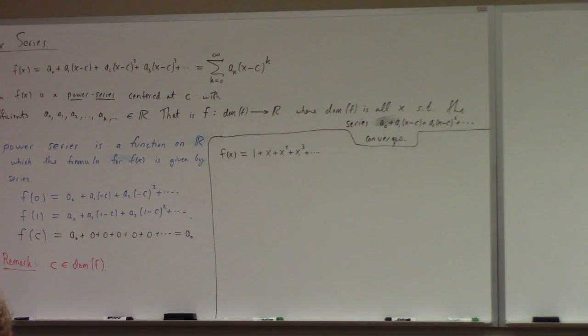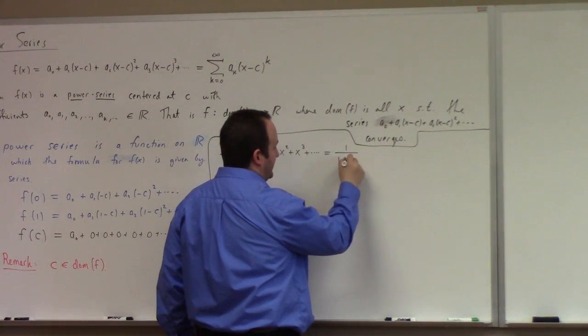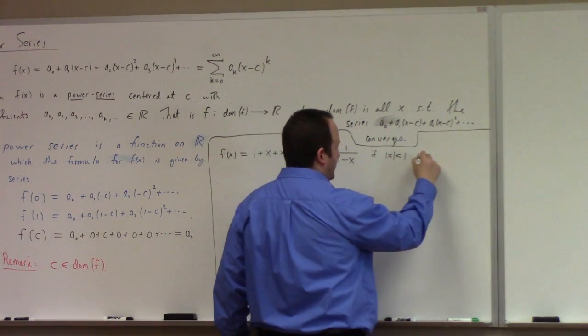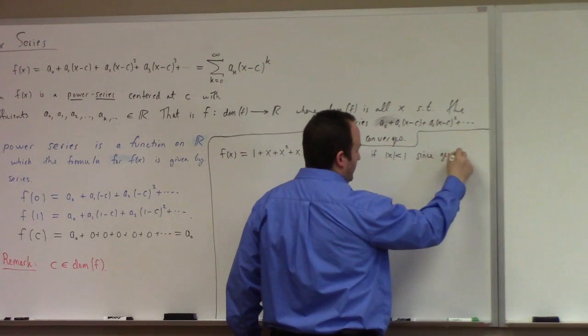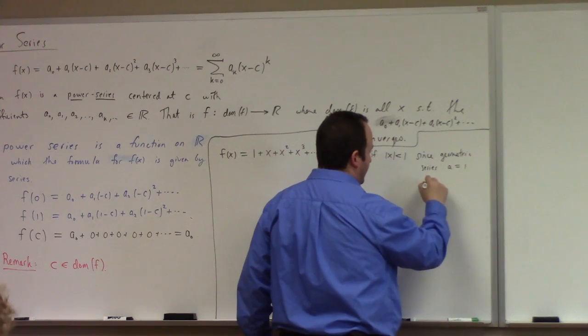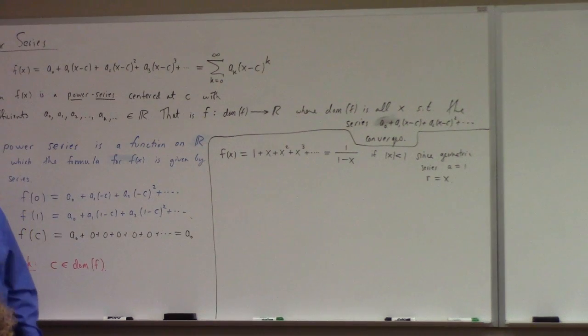Now you guys have studied geometric series. You can tell me with certainty that this is equal to 1 over 1 minus x if what? If the absolute value of x is less than 1, since we have a geometric series, right? With a equal to 1 and the ratio equal to x. So that power series reproduces, it replicates this rational function over that particular domain of real numbers.